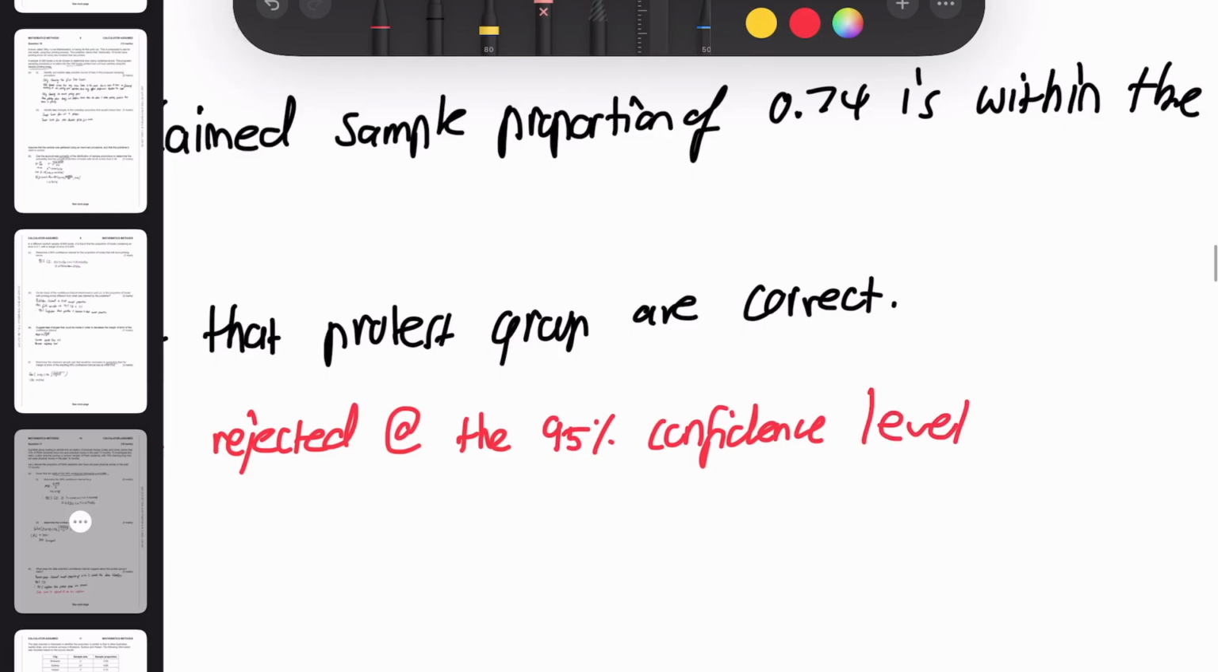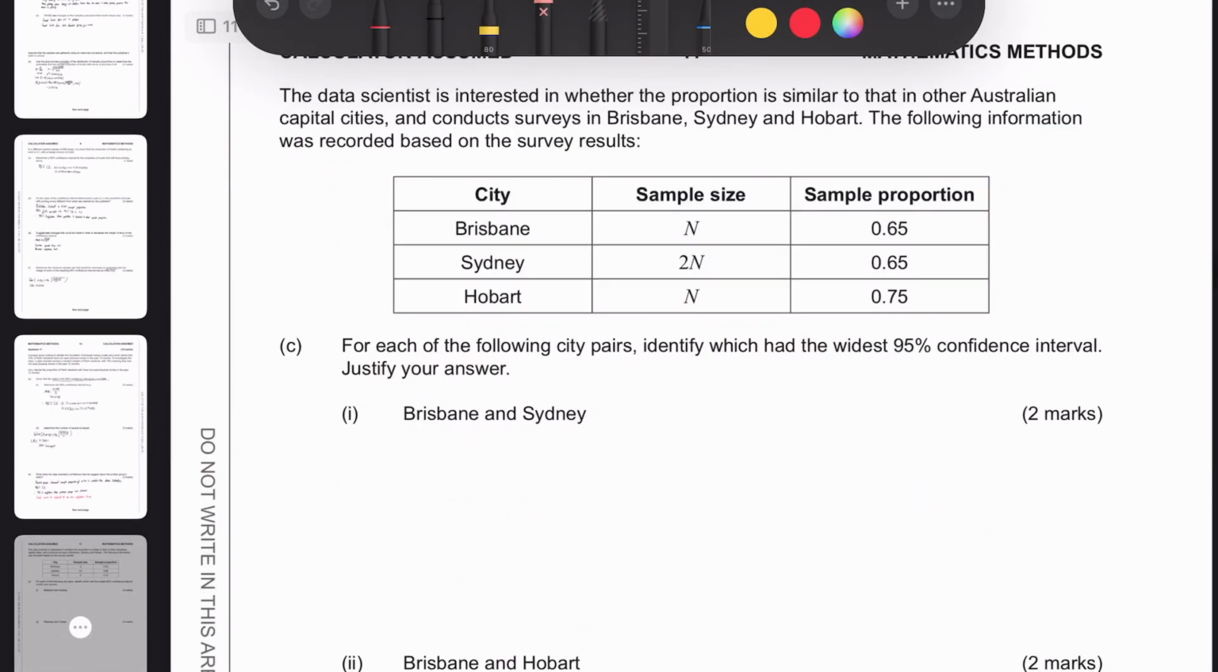Alright, moving on. The data scientist is interested in whether the proportion is similar to that in other Australian capital cities and conducts surveys in Brisbane, Sydney and Hobart. The following information was recorded based on the survey results. For each of the following city pairs, identify which had the widest 95% confidence interval. Justify your answer. Brisbane and Sydney.